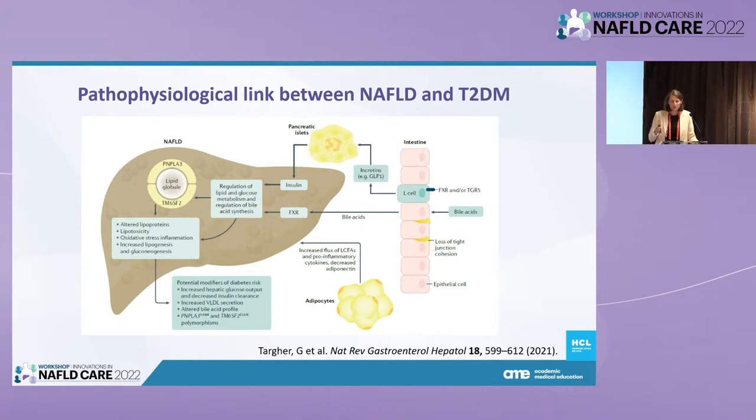Briefly, what we know is that there's an alteration in the lipoprotein and dyslipidemia, genetic variants in PNPLA3 and TM6SF2 are also probably at stake, and the increase of hepatic glucose output and decrease in insulin clearance, as well as an increase in VLDL secretion in the liver, could lead also to an alteration in the bile acid profile, and all these alterations could explain why patients with NAFLD have an increased risk of type 2 diabetes.